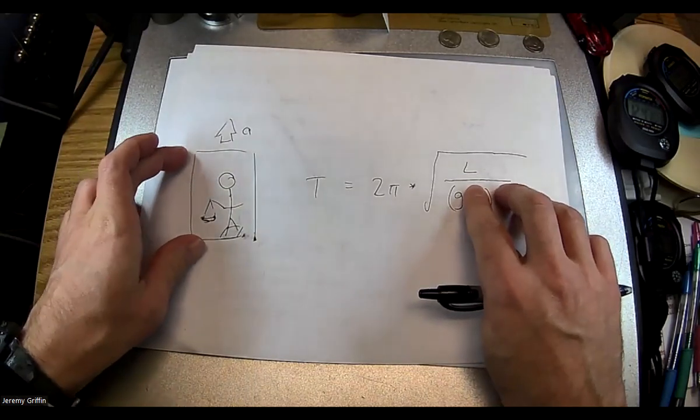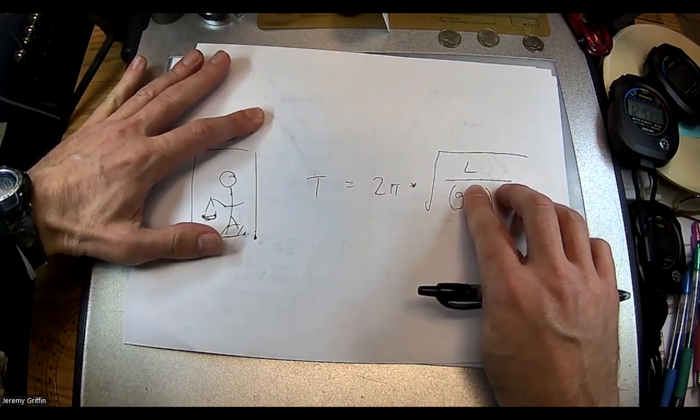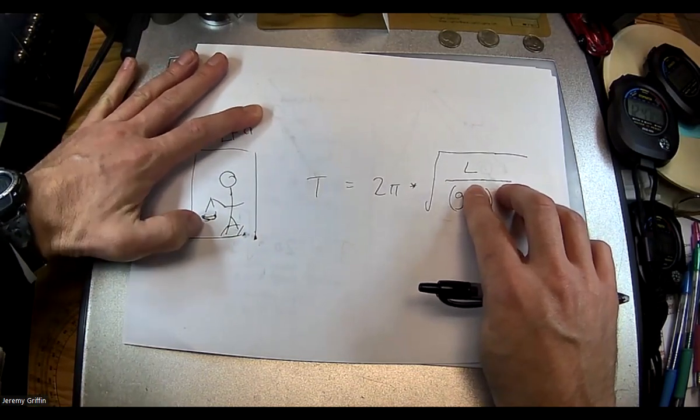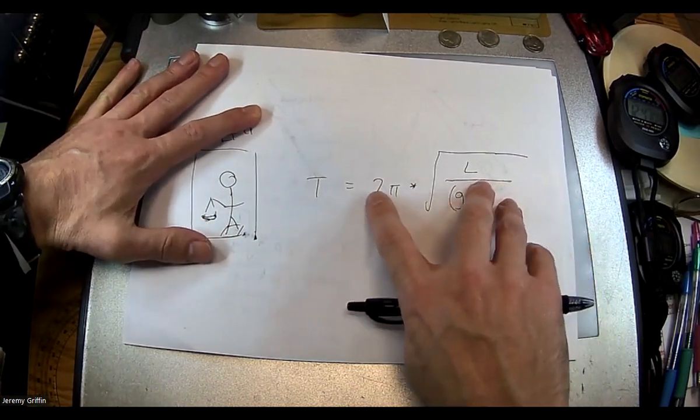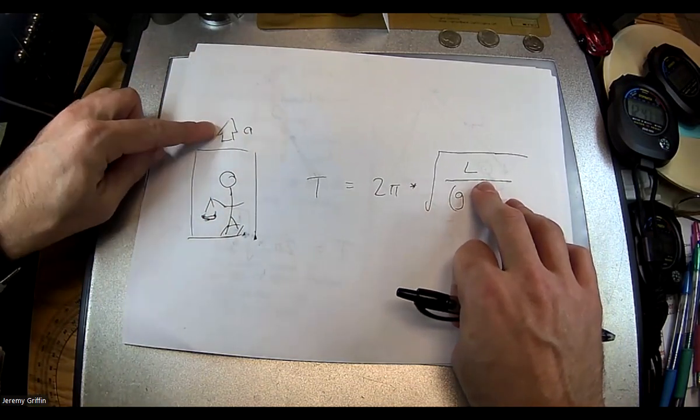So you're staying in the elevator. Let's say the elevator is either at rest or otherwise not accelerating. You feel your normal weight. The pendulum swings back and forth, all fine and good. Time period equals 2π√(L/g). Now let's have this thing accelerate upward.